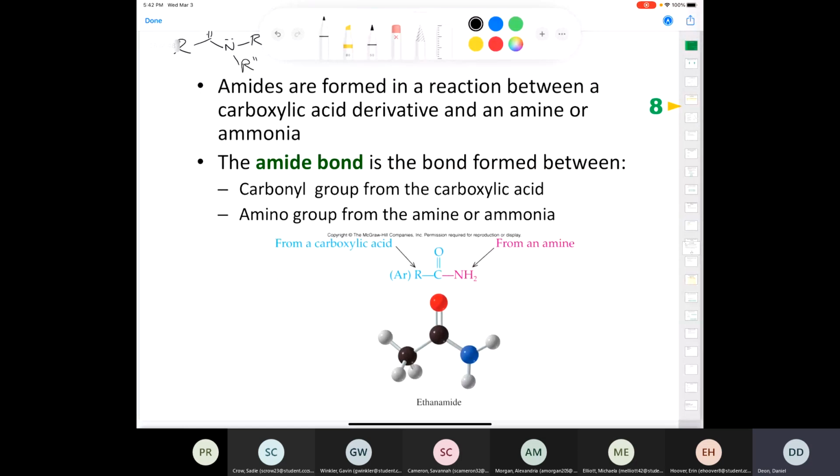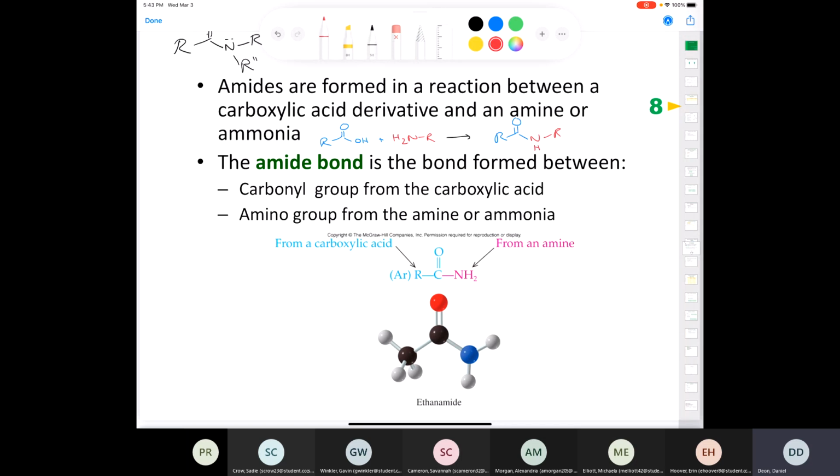Where do we get an amide? It says that amides are formed in a reaction between a carboxylic acid derivative and an amine. So if we take a carboxylic acid, right here we just have a run-of-the-mill carboxylic acid, and we react it with an amine or ammonia derivative. Let's say we have some kind of primary amine. Well, what we can form from that is we can form an amide, can't we, right? Where we have something like this, okay? And we're going to look at that reaction in more detail.